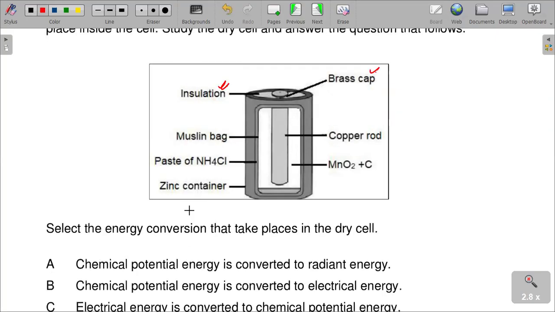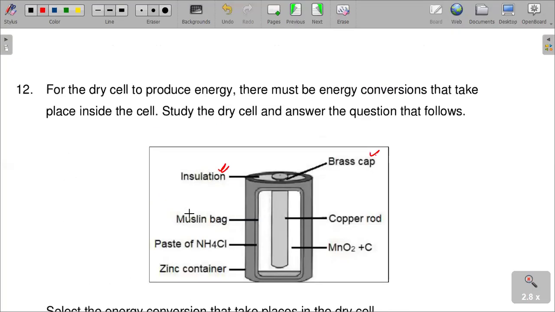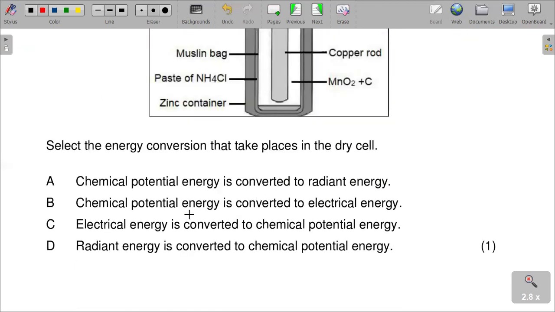Select the energy conversion that takes place in the dry cell. The energy conversion that takes place in the dry cell must be that chemical potential energy is converted to electrical energy, which is also correct to say that B is the right answer.